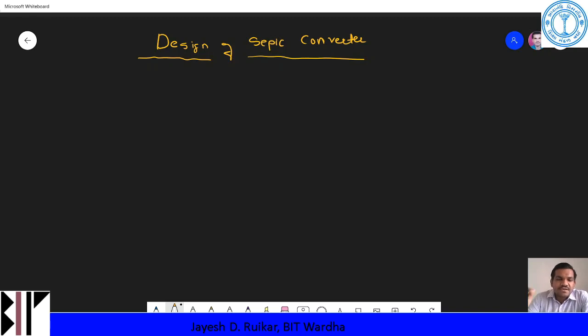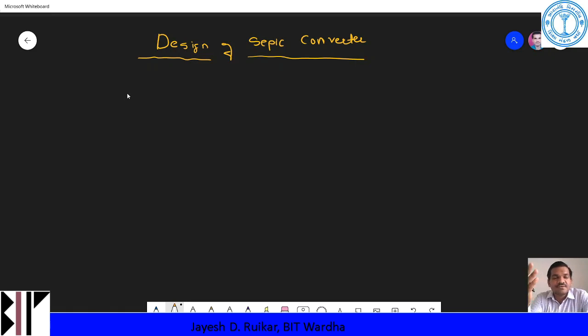Hello everyone. In the earlier class, we have seen the design of the buck boost converter and then its implementation on PSIM software. In today's class, we will see the design of the Sepic converter and then its implementation in PSIM. So, why is the Sepic converter required?